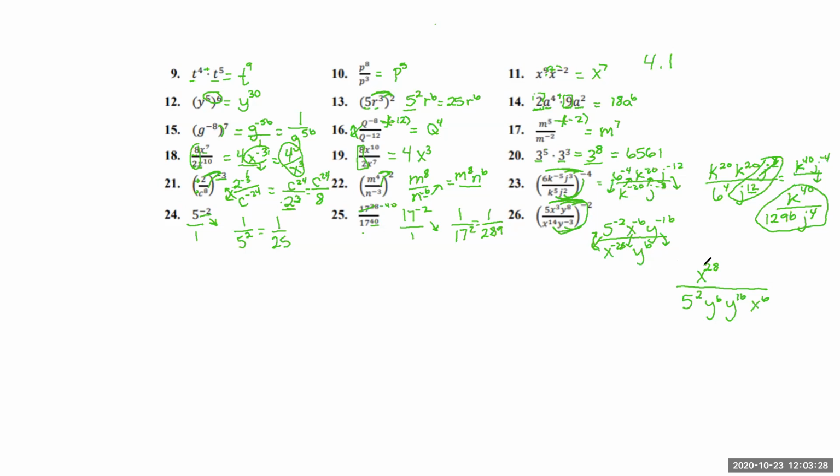So now we're just going to simplify all that we can. So there's two x's that we can combine. So 28 minus 6 is going to give us x to the 22nd on the top. And then on the bottom, we have 6 plus 16 for the y's, which is going to give us y to the 22nd on the bottom. And then if we do out that 5 to the 2nd, we're going to get 25. So then that's our final answer for that one.